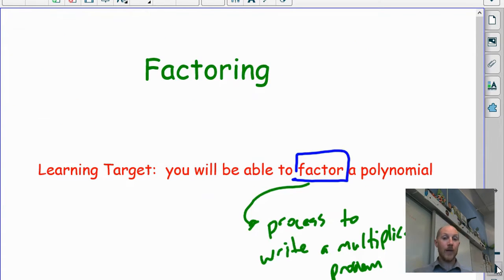So today we're looking at factoring, and the learning target is you'll be able to factor a polynomial. So you got to remember, factoring means it's a process where we take something, a polynomial, and write it as a multiplication problem. So we'll take something that is originally not a multiplication problem and write it as a multiplication problem by undergoing this process of factoring.